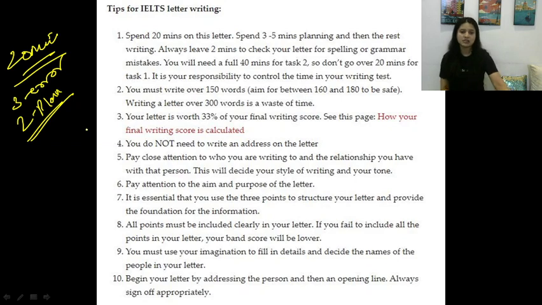Now similarly, you have to pay attention to whom you are writing this letter to. Why? Because this is going to be important to determine whether the letter is formal, semi-formal or informal. So you want to understand if the letter is formal, or you want to understand if the letter is semi-formal. It's important to see who you are writing it to.